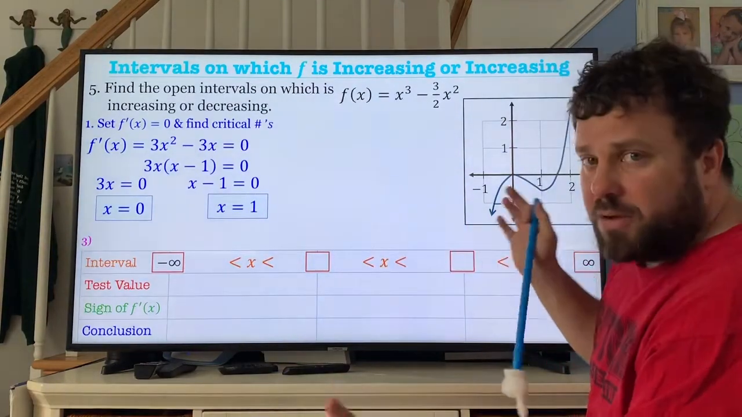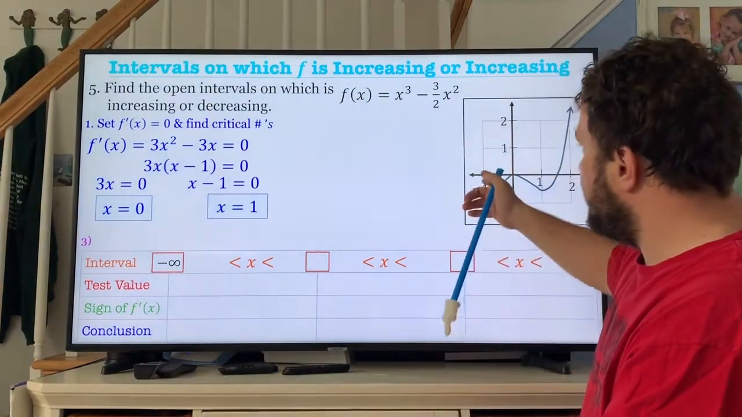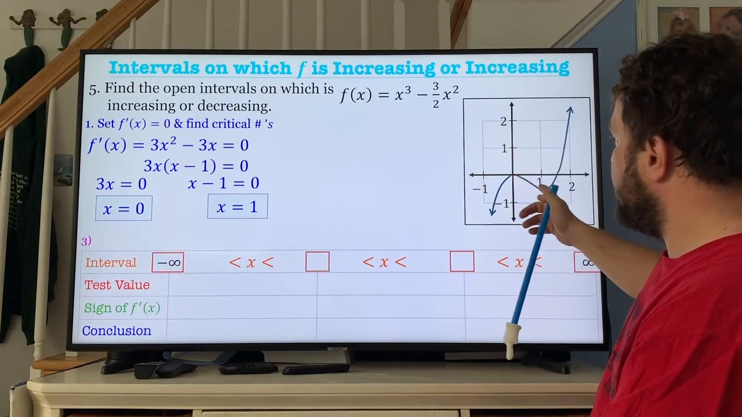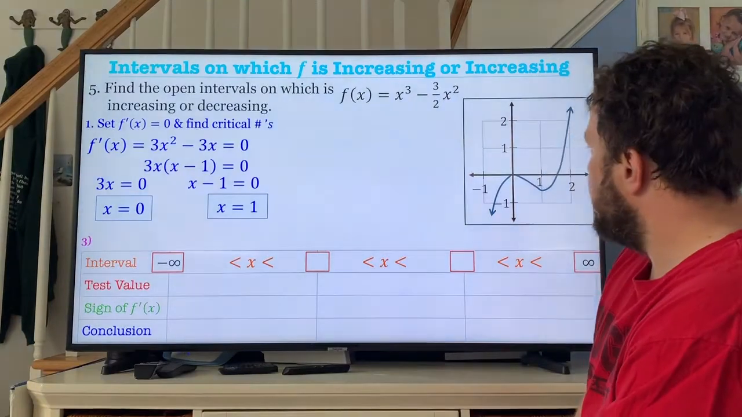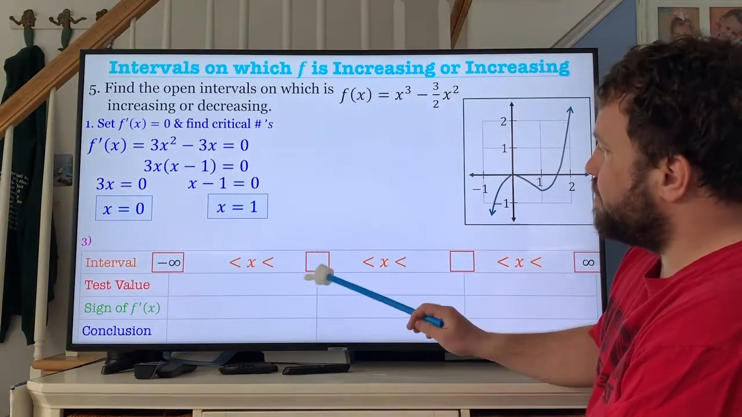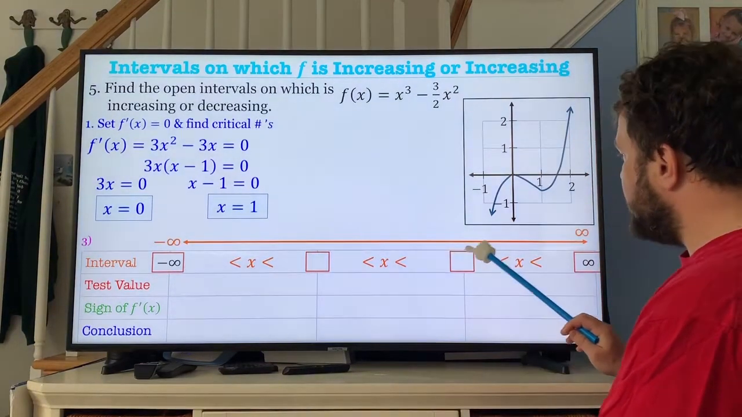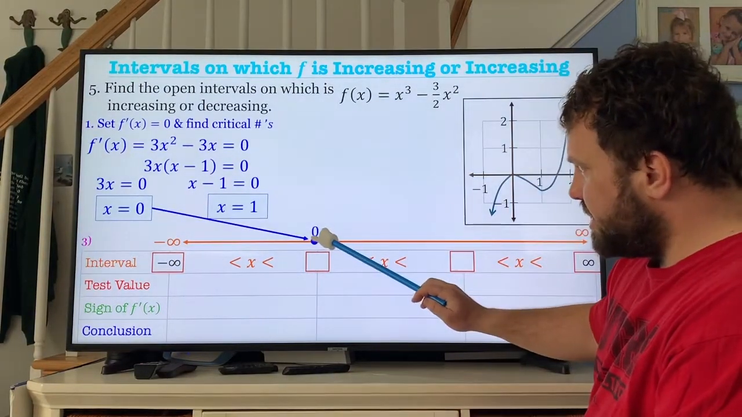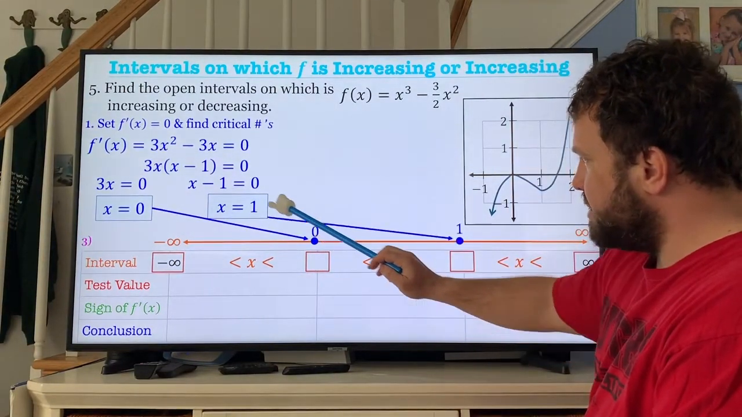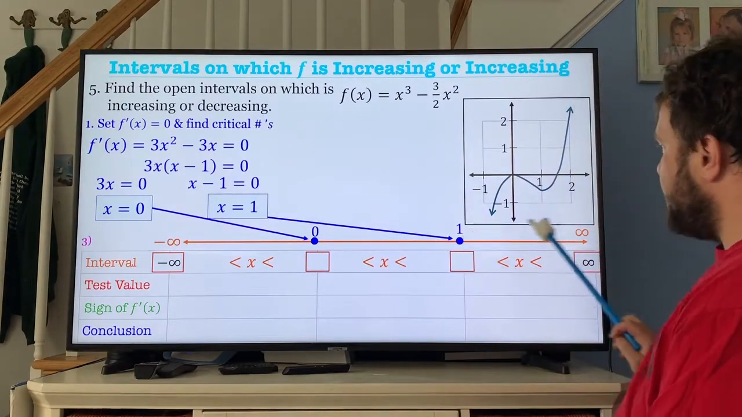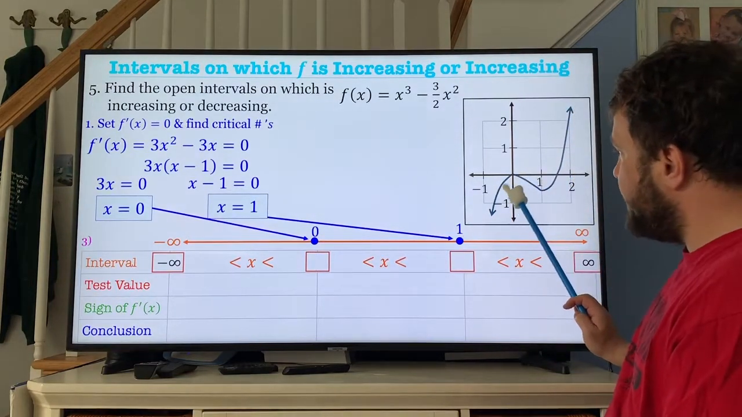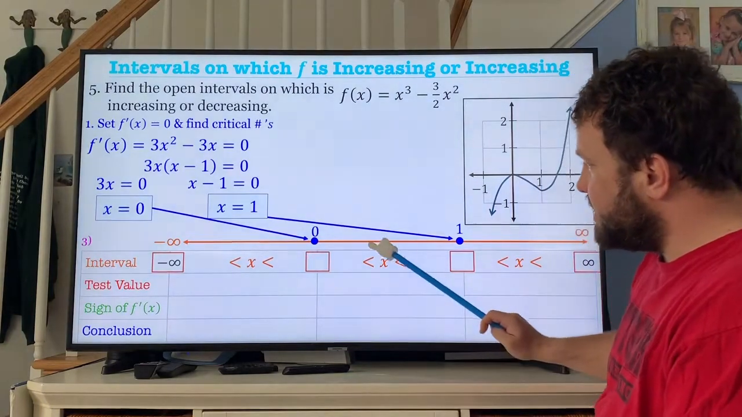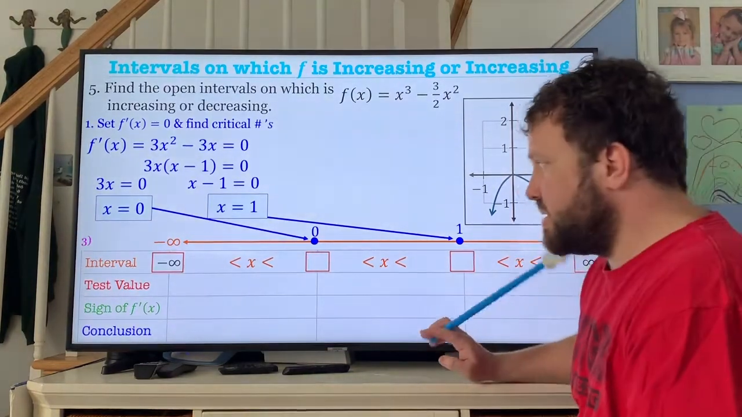Now, you haven't found the critical points yet. You just found the x values. So at 0 and at 1, as you can see here, the graph goes from increasing to decreasing. The next step is that those are the two numbers that go on this line. So from negative infinity to 0, from 0 to 1, and from 1 to infinity, we have different ups and downs.